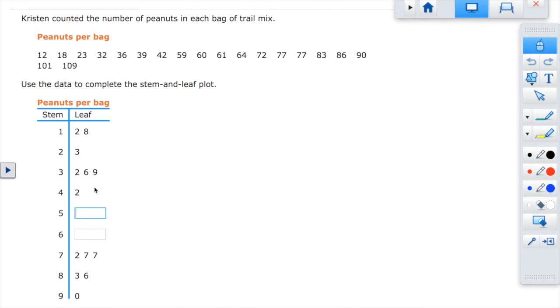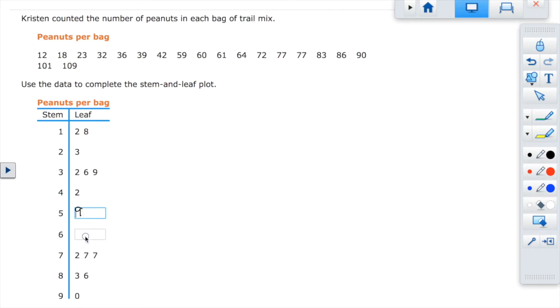So they're all filled in except for the numbers behind 5 and 6. But remember, the 5 stands for 50. So we're going to look back at our data set, and any number that has a 50, we're going to put the number in its ones place behind it as a leaf. So I'm looking here, and they are in order. I only have one number that is a 50, and it is 59. So that means the 50 is the stem, and we would put a 9 here. You would type it in behind the 50 as its leaf.